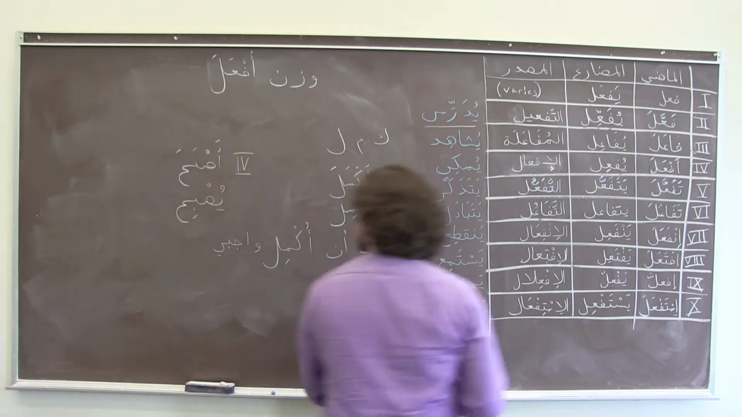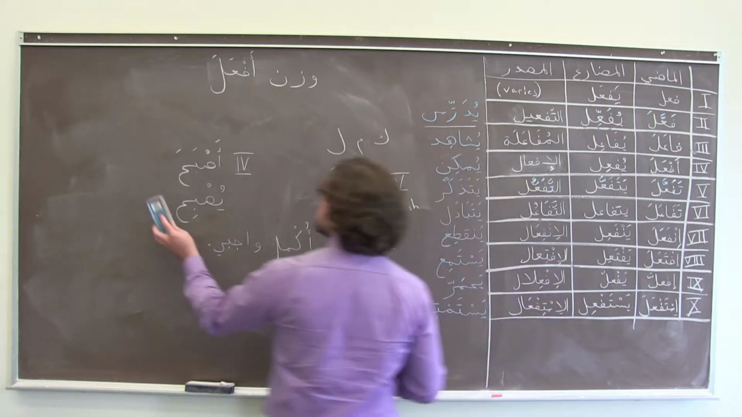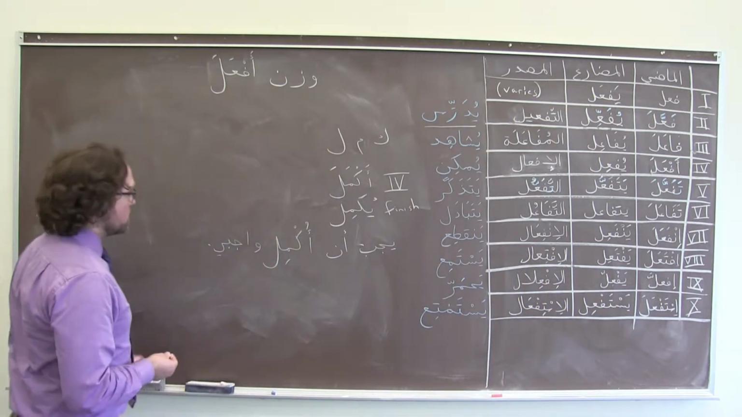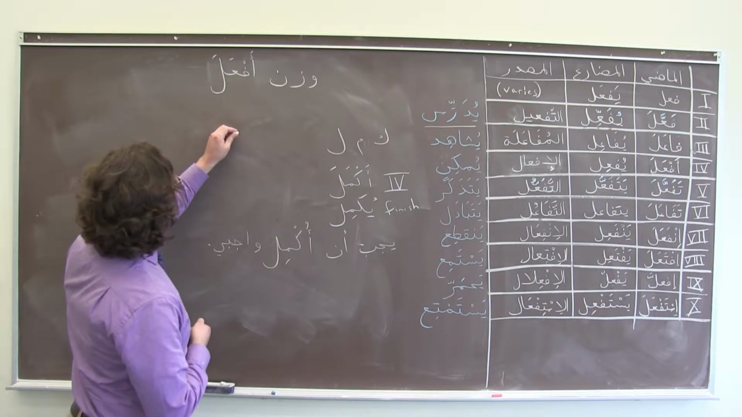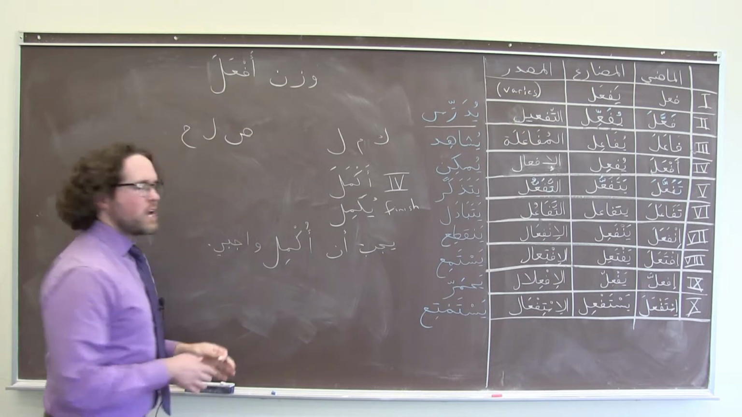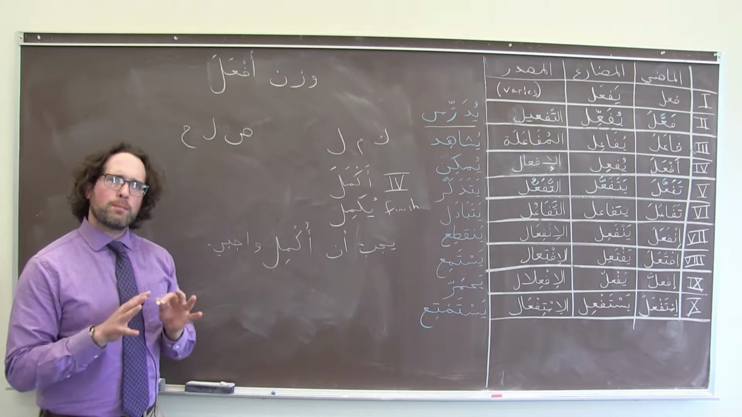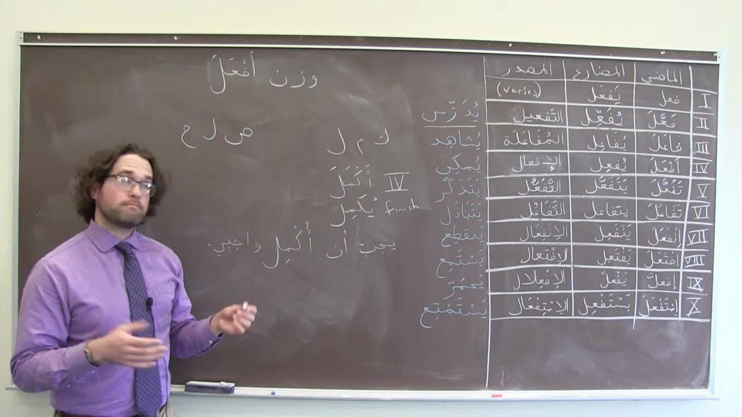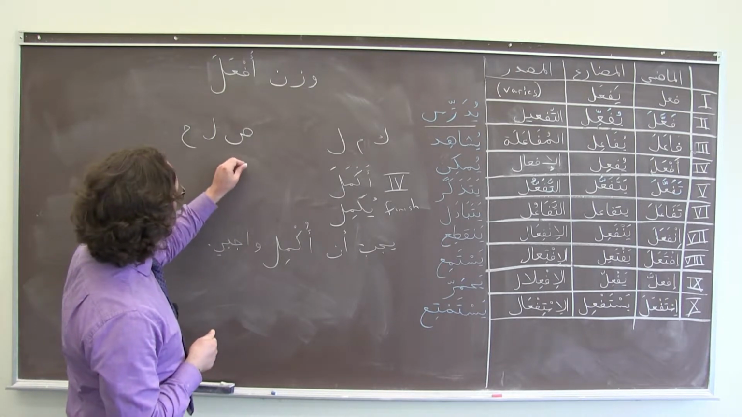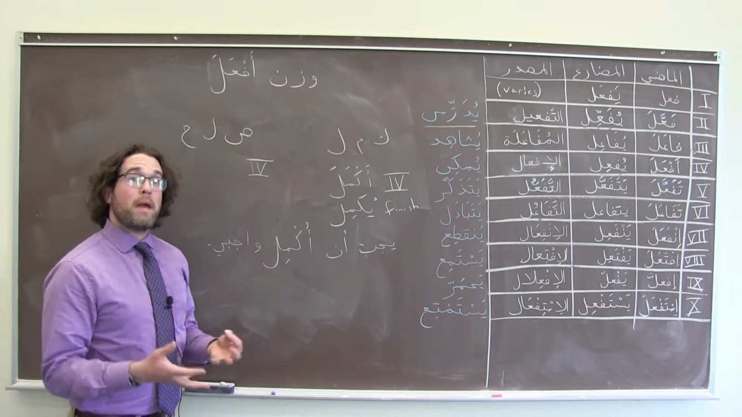Another example that might come in handy, we have a judr sad, lam, ha, which has to do with being correct or proper or suitable. And in form 4, it's a verb that means repair.